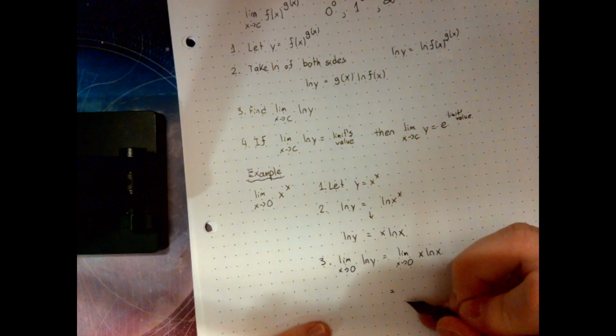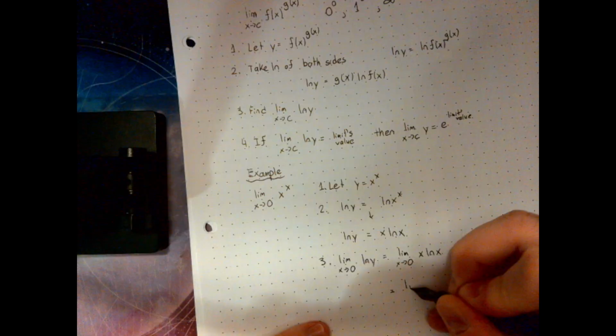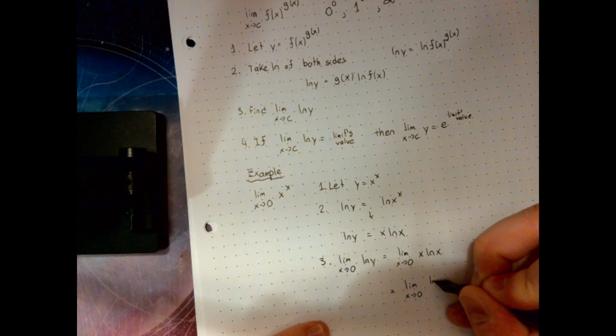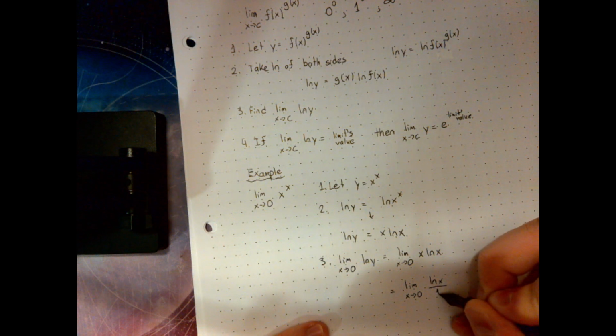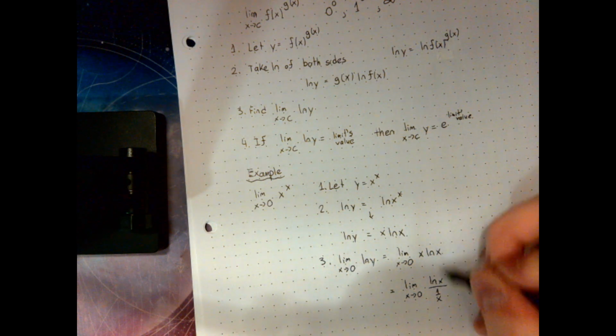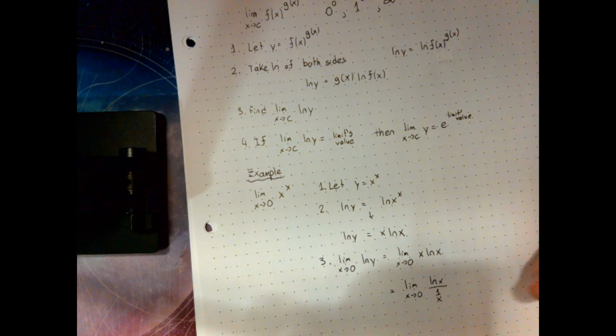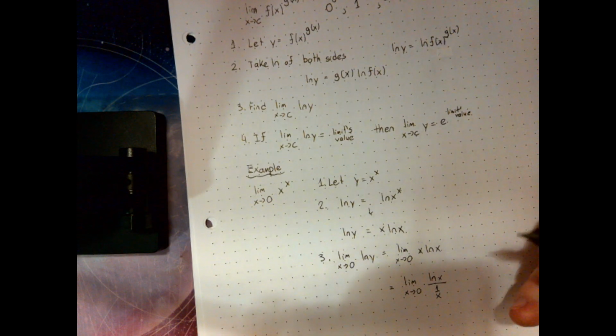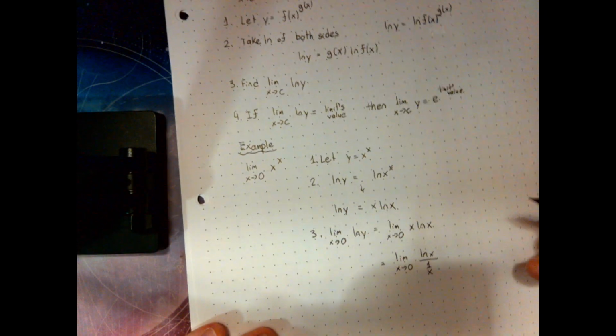The reason I'm doing this, so first let me write it out: limit as x approaches 0 of ln of x divided by 1 over x. Essentially these two statements are equivalent algebraically. The reason I'm doing this is because I want to apply L'Hopital's rule, and in order to apply L'Hopital's rule, I need to have a function in the numerator and denominator that I can differentiate. So at this point, it's indeterminate, but I take the derivative now.